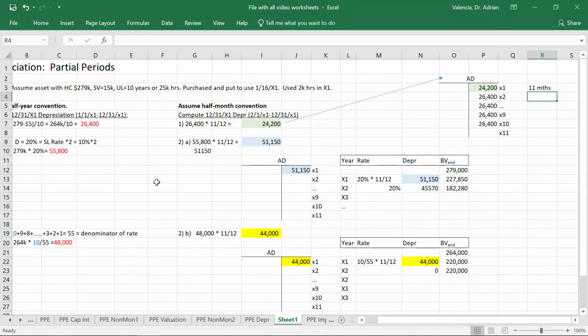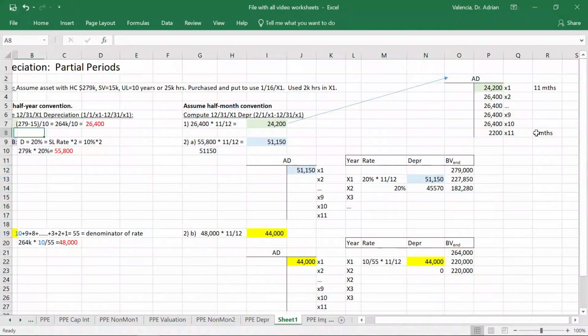And because of that, you're going to have to remember to account for that extra 1 month left over. So in other words, the last fiscal year will be X11, and it will be equal to 26,400 times 1 over 12. And that gives you 2,200. Okay, so don't forget that.